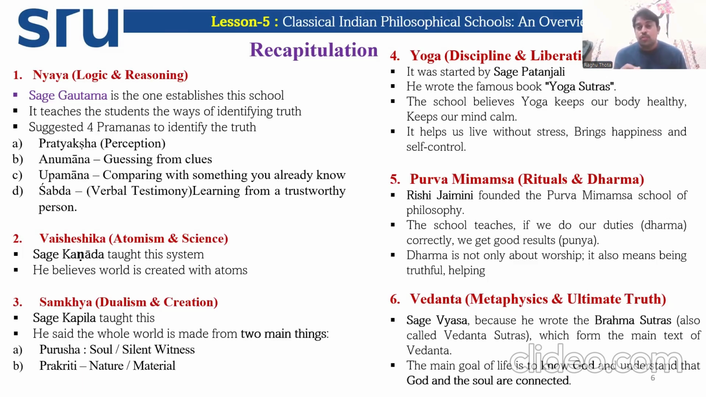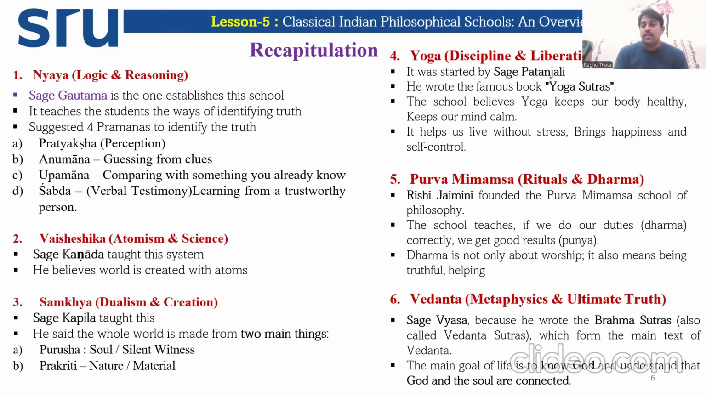What is the information which is already known to you? You already know about the horse. And that animal also looked like a horse. That's why he started comparing to give you a better understanding about the truth. That is called Upamana. And Sabda, verbal testimony, learning from a trustworthy person.